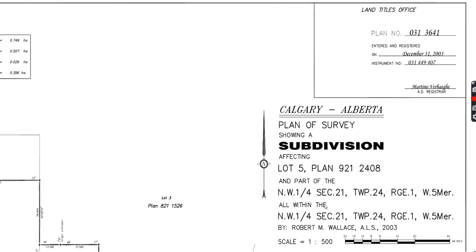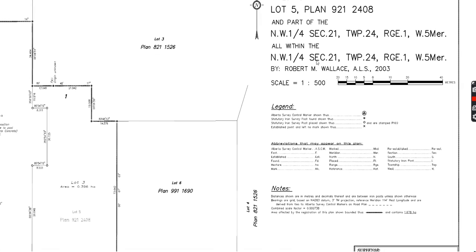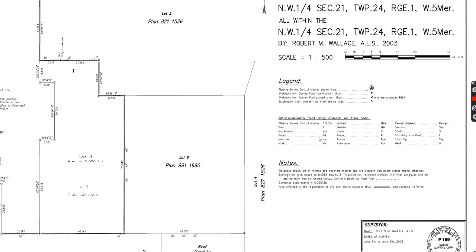And then we can come down here. So that's really the starting point. Come down here, it tells you what the subdivision is affecting. So we had a lot, and this one's actually subdividing that lot. So subdivision affecting lot 5, so the subdivision of lot 5. And the scale, which is a unitless ratio, and scale bar. We have our legend, which shows us which ones are placed, which ones are found.